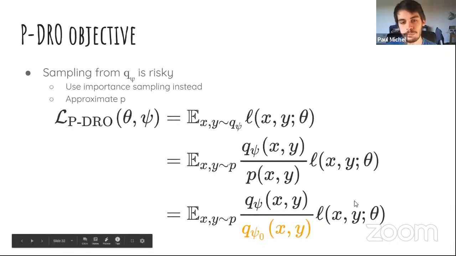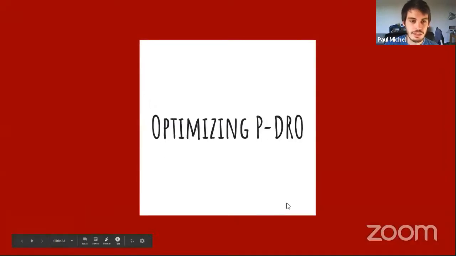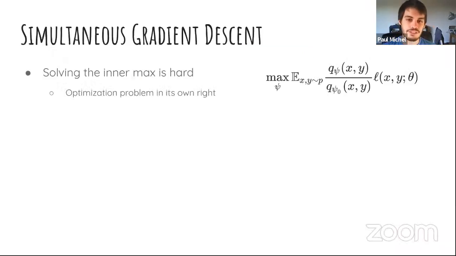All right, so this is what our objective looks like. Again, we have parameters theta and we try to minimize with respect to these parameters, and parameter psi here, we try to maximize with respect to these parameters. Now, how do we optimize? How do we solve this problem? How do we find a min-max for this problem? That's actually the hardest part.